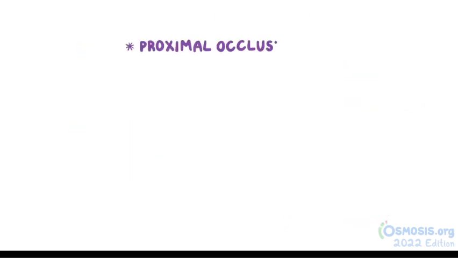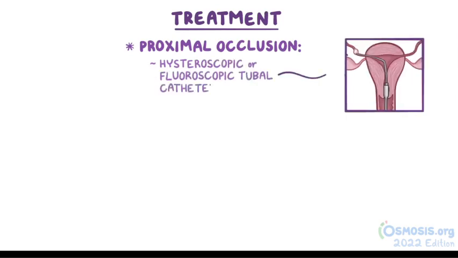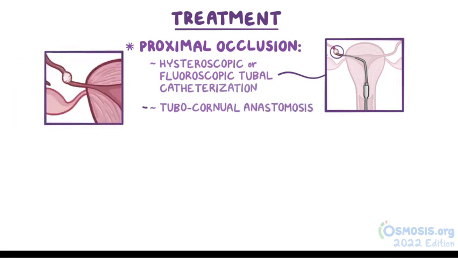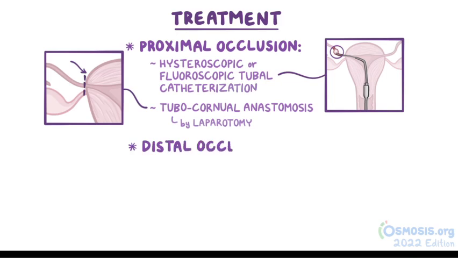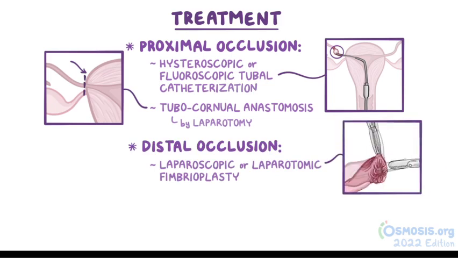Proximal tubal occlusions can be treated with hysteroscopic or fluoroscopic tubal catheterization, or with tubocornual anastomosis, which is most often performed by laparotomy. Distal tubal occlusions can be treated by laparoscopic or laparotomic fimbrioplasty, which is when the fimbrial adhesions are removed or fimbrial structures are dilated to restore patency.